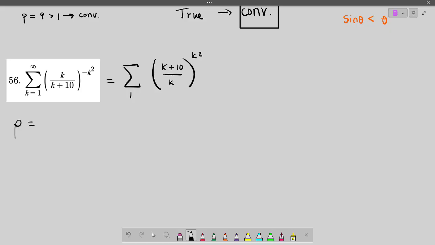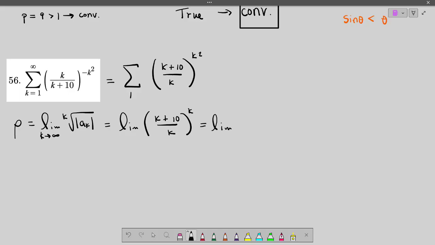So that's rho equals the limit of the kth root of a sub k. And we don't have to worry about the absolute value here because everything's positive. So we'll end up with the limit. When we take the kth root of that, we end up with this. And this is our classic generalized e limit. We can do our fraction splitting. And when we do our fraction splitting, we end up with that.